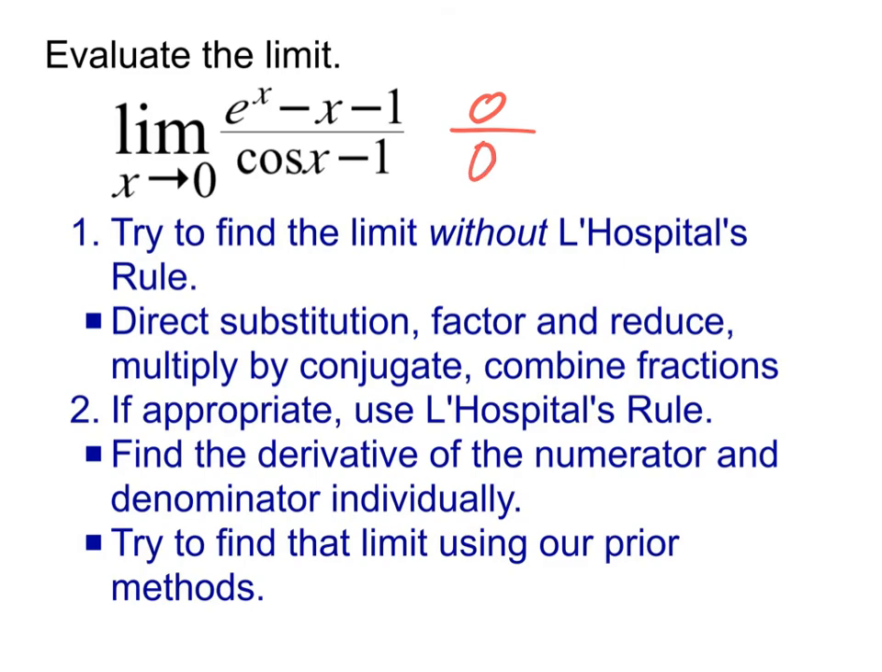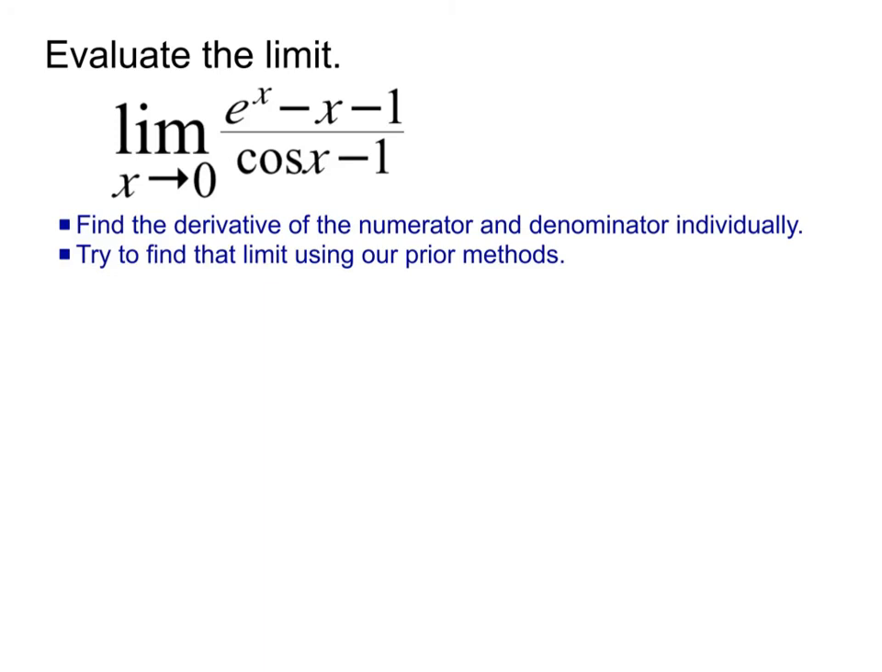So this does look like it might be a candidate for L'Hopital's rule, but of course that was just by trying direct substitution and saying that that one didn't work. Is it factorable? No. Can we multiply by a conjugate? No. Can we combine fractions? No. So yes, we must use L'Hopital's rule for that reason. And so we find the derivative of the top and the bottom. As we do so, it stays the limit as x approaches 0.